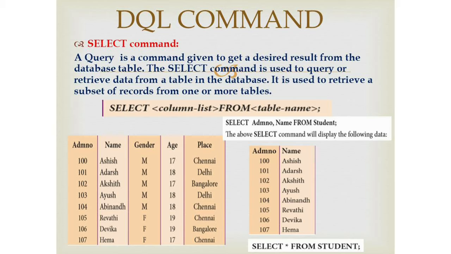After giving the select admission number, name from student, your output will be like this. Admission number, name. The admission numbers are 100 to 107, and the names are Ashish to Hema.